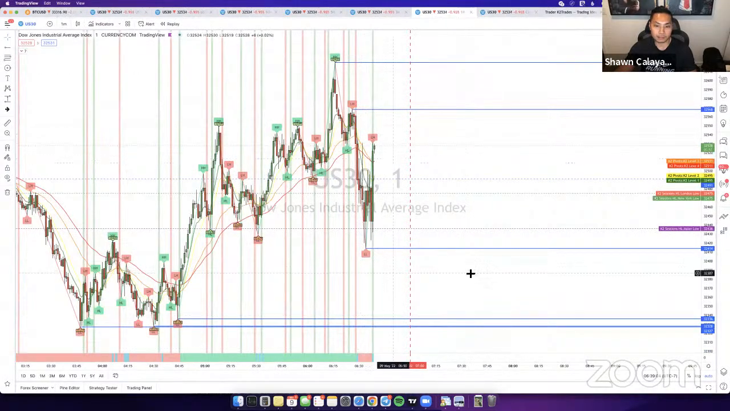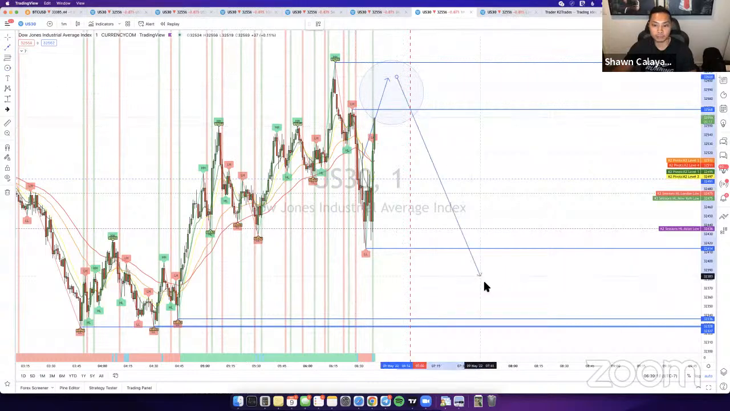Our overall bias is still a sell. So I'm not going to fall for this fake out right here. This is obviously a fake out, guys. Don't fall for this right here. It might push up, it might hit liquidity and then come all the way right back down. I wouldn't be surprised if that happens, right?